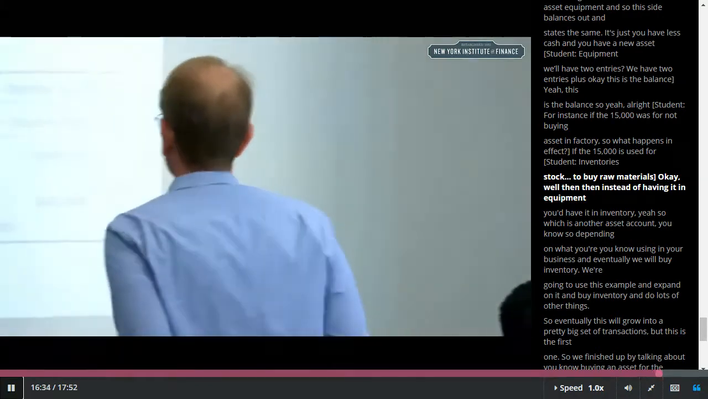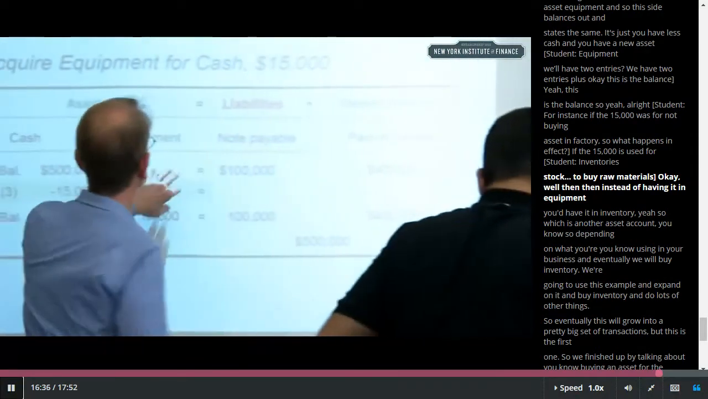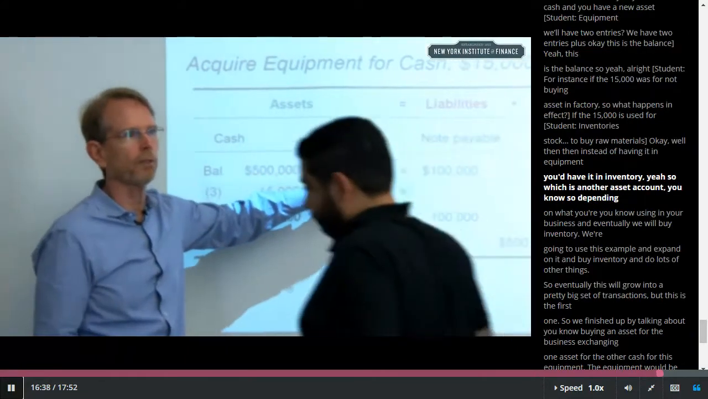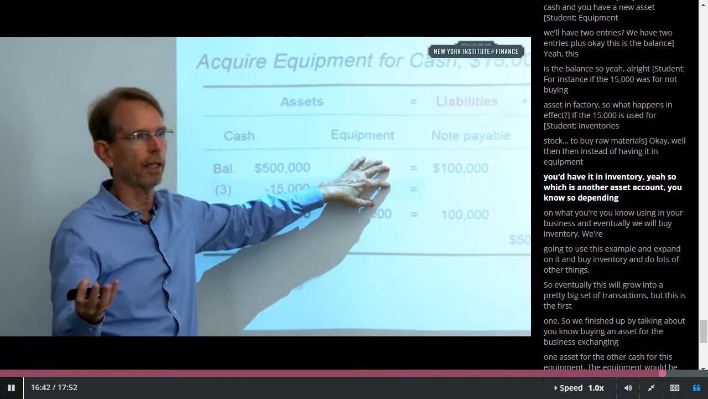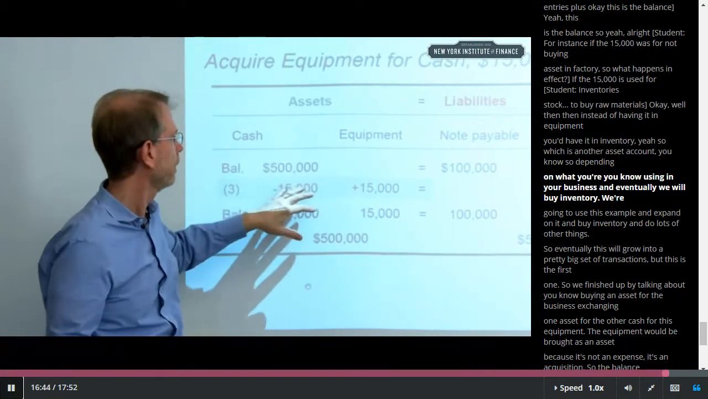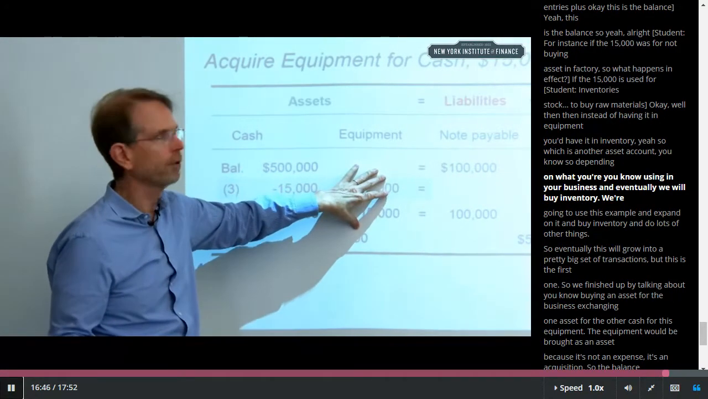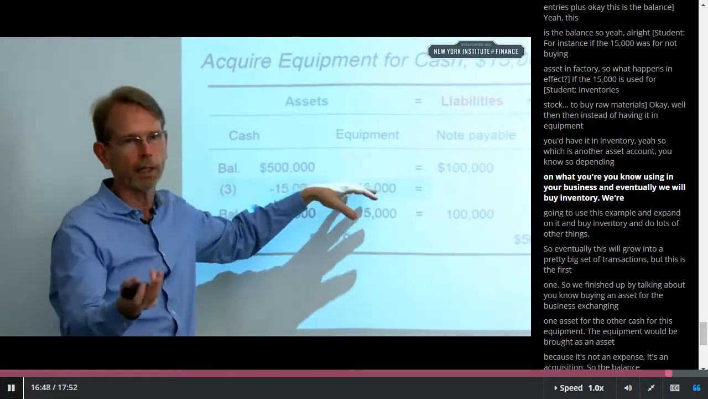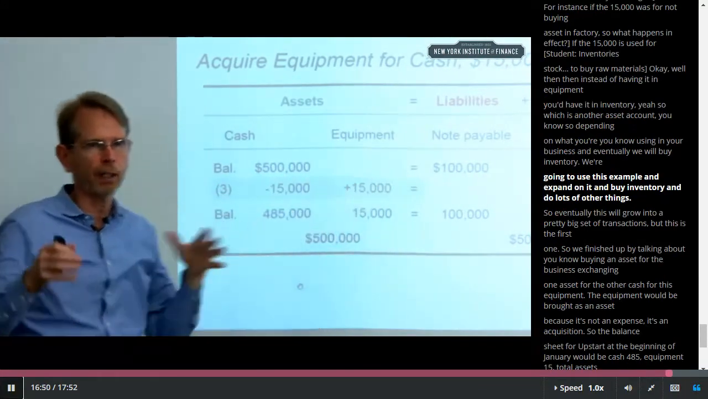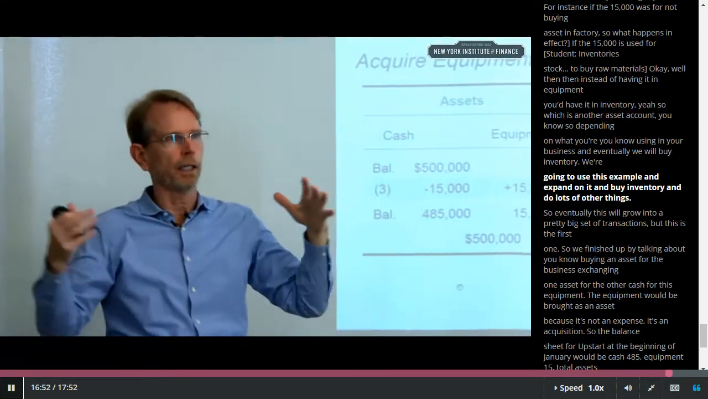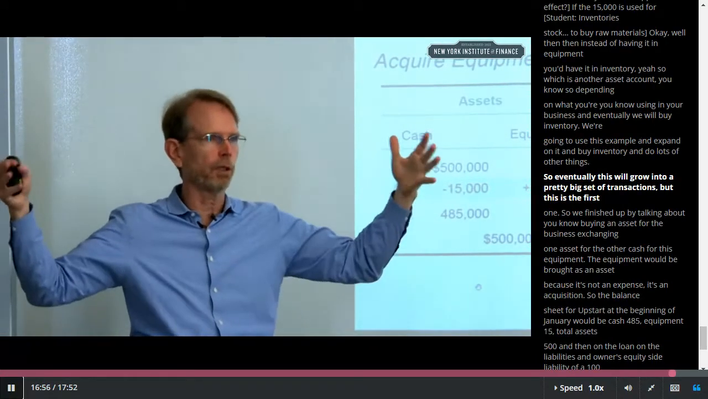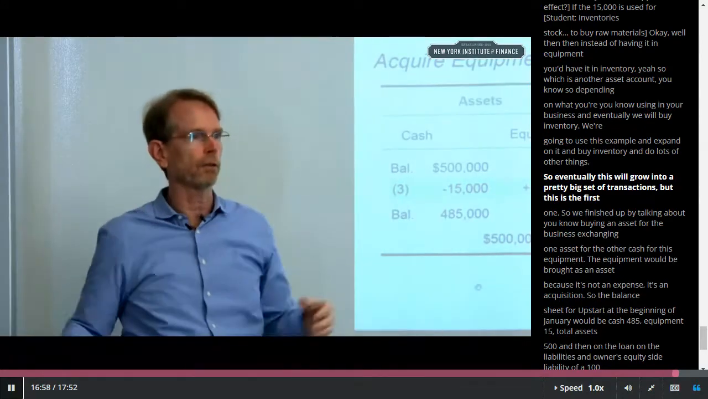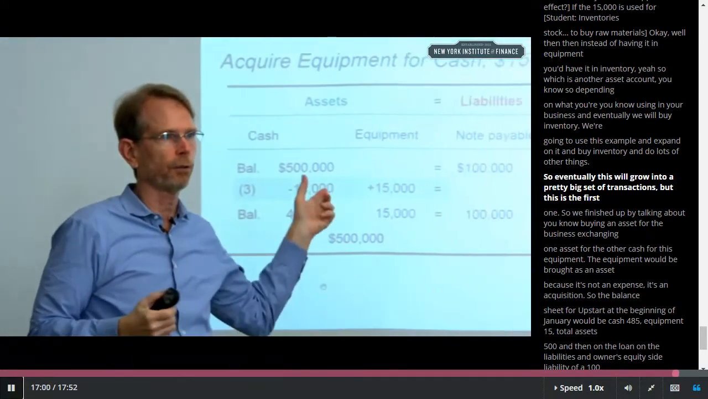Well, then instead of having it in equipment, you have it in inventory, which is another asset account. So depending on what you're using in your business, and eventually we will buy inventory. We're going to use this example and expand on it and buy inventory and do lots of other things. So eventually this will grow into a pretty big set of transactions. This is the first one.